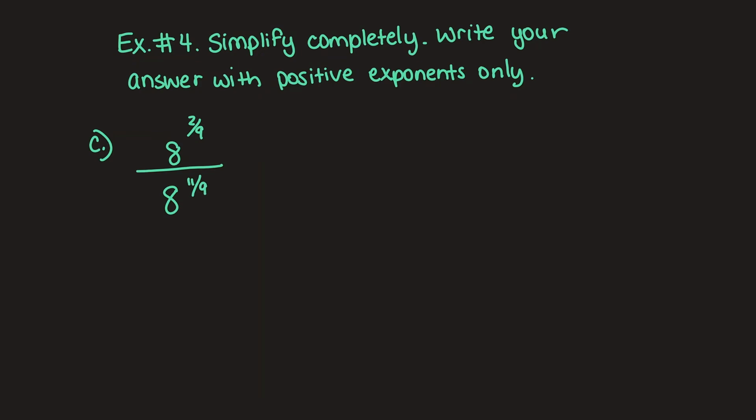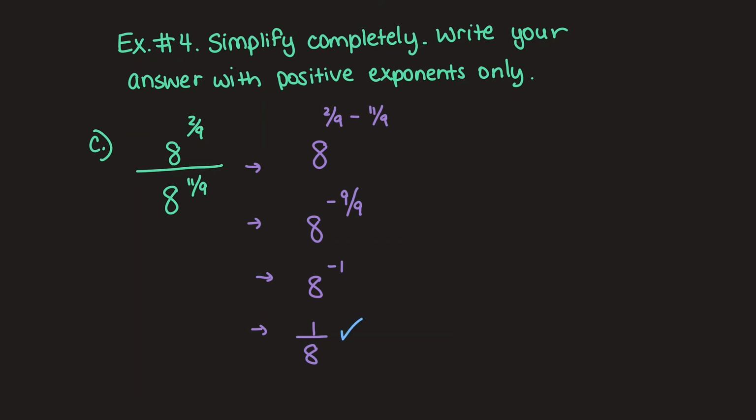For the next example, we can use our quotient rule and subtract the exponents. And then we can simplify negative 9 over 9, which gives us 8 to the negative 1. And using our negative rule for exponents, we can write this as 1 over 8 raised to the first power, or simply 1 over 8.